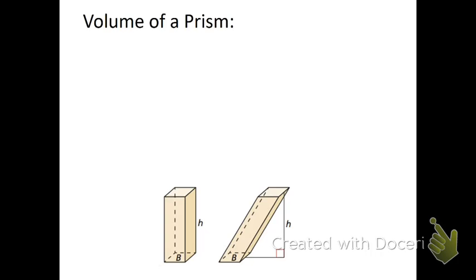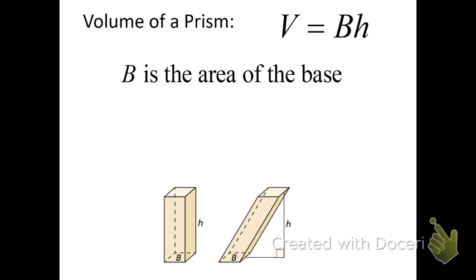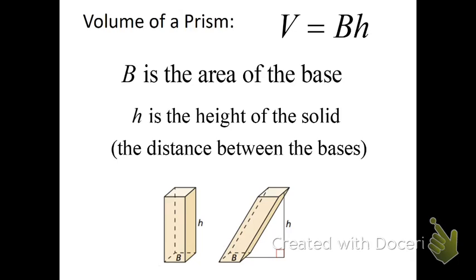So the volume of a prism formula is just the area of the base times the height. B is the area of the base. H is the height of the solid, so the distance between the two bases. Since it's a prism, the bases will be parallel, so you'd find the perpendicular distance between those bases.